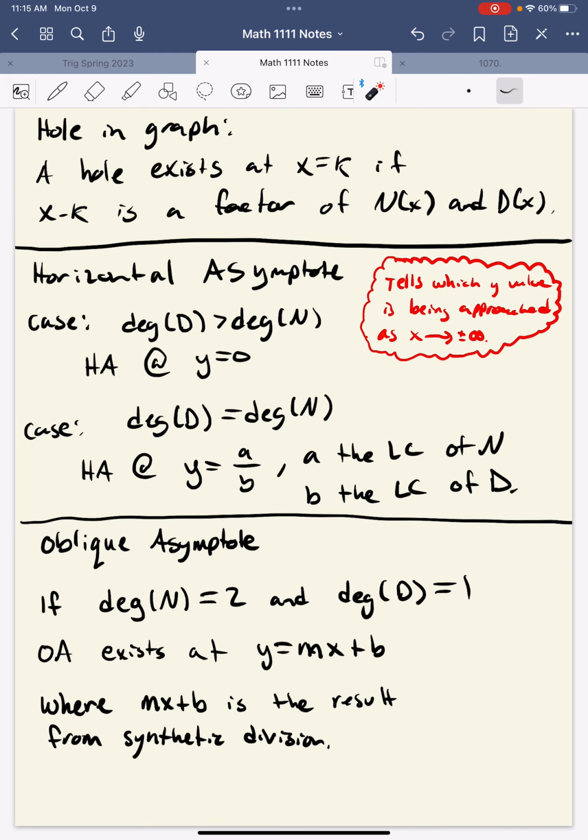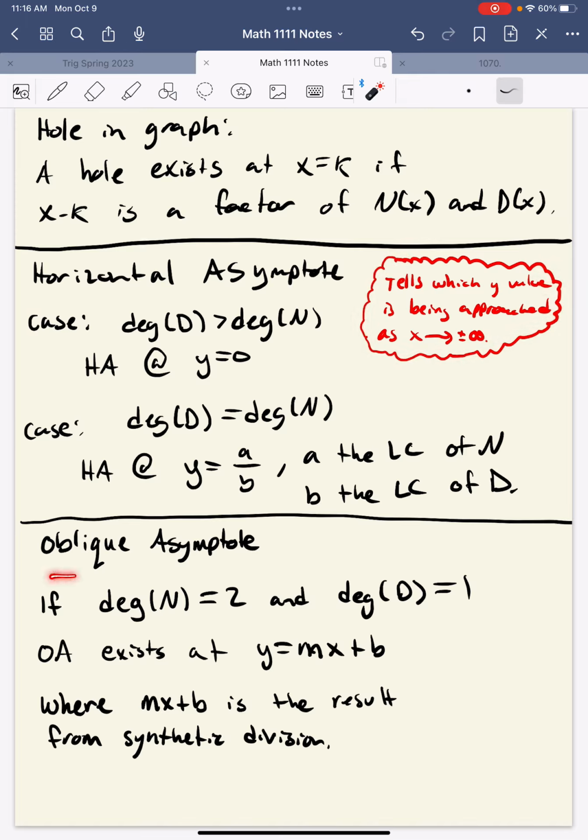HA, horizontal asymptote. The first case is if the degree of the denominator is strictly greater than the degree of the numerator. There is always an HA at y equals 0. The next case is that if the degrees are equal, the HA exists at y equals a over b, where a is the leading coefficient of the numerator and b is the leading coefficient of the denominator. And remember that an HA tells which y value is being approached as x approaches plus or minus infinity.